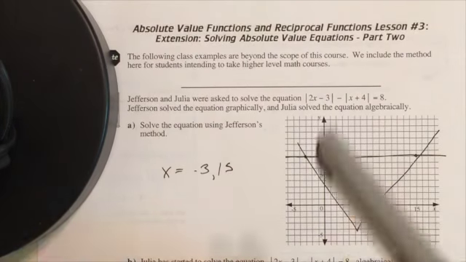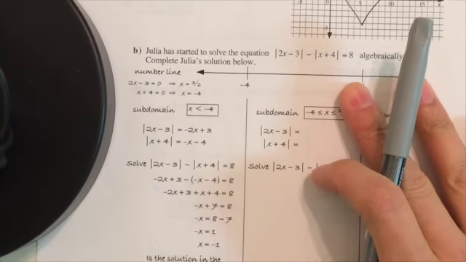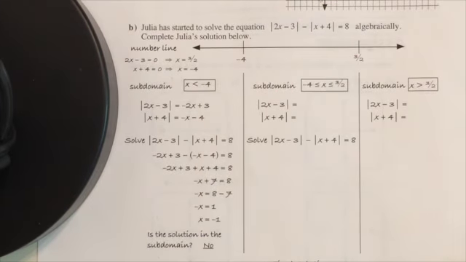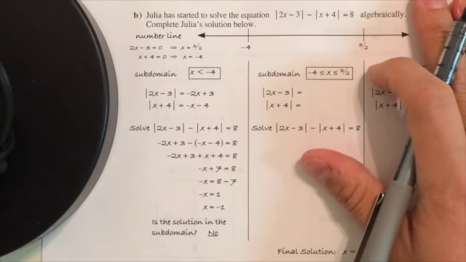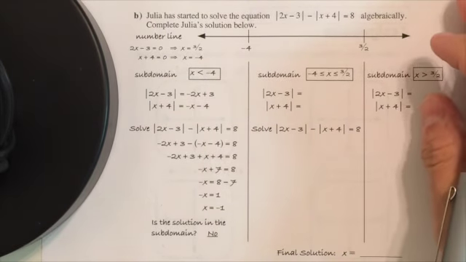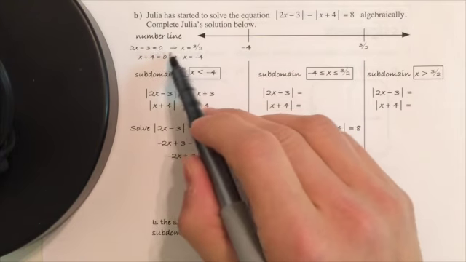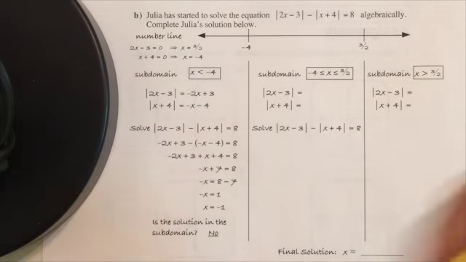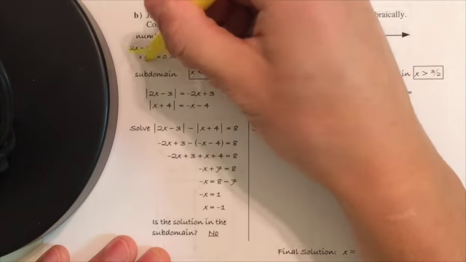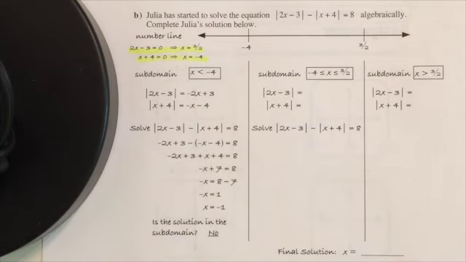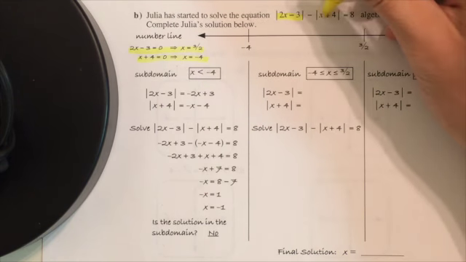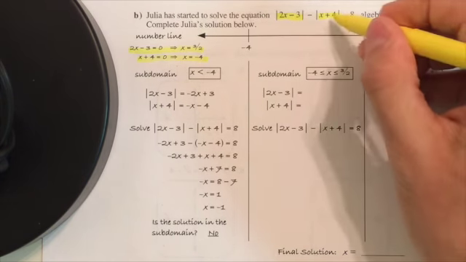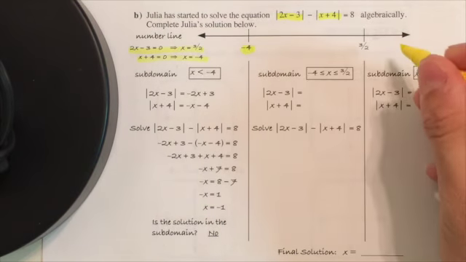The second way, Julia's way, is to solve it algebraically. Okay, so the first thing we need to do is figure out where our domains are. That's the work that is shown right here. We're using the exact same equation, so absolute value of 2x minus 3 minus the absolute value of x plus 4. And so when we're looking for the domains, all we need to think about are the 2x minus 3 and the x plus 4. And when solving for x, we're going to get a domain of negative 4 and a domain of 3 halves.